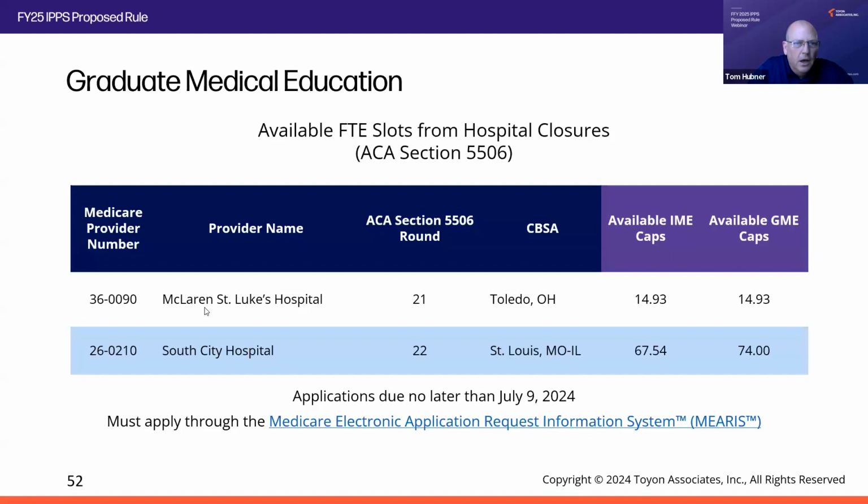And then lastly, this is just another round of 2 hospitals that closed, McLaren St. Luke's in Toledo and South City Hospital in St. Louis. Under Section 5506 of the ACA, those hospitals had cap slots that CMS will reallocate to hospitals that apply for them. There's actually a pretty good number of FTE slots. This is round 21 and 22 for closed GME teaching hospitals.